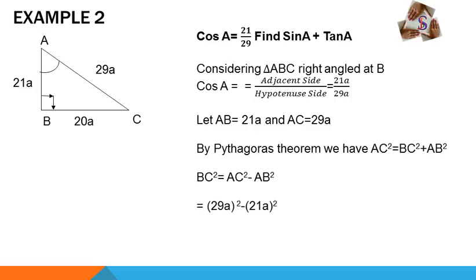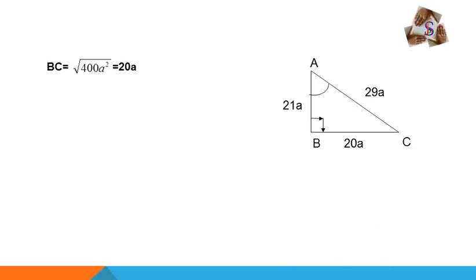AC square is 29A whole square minus 21A whole square. So that is equal to 841A square minus 441A square, that is equal to 400A square. So BC square is equal to 400A square. Therefore, BC will be equal to root over 400A square, that is 20A.